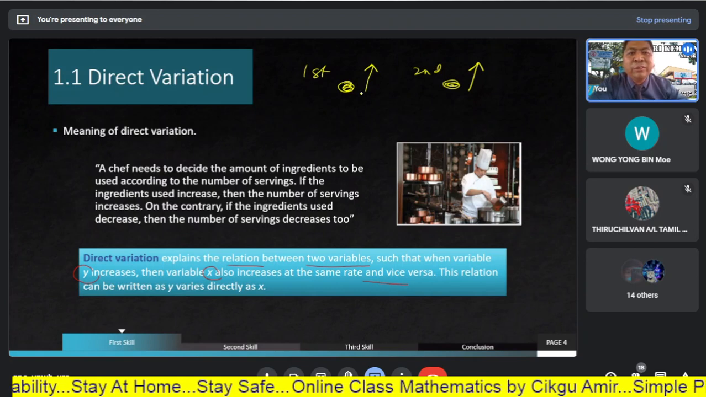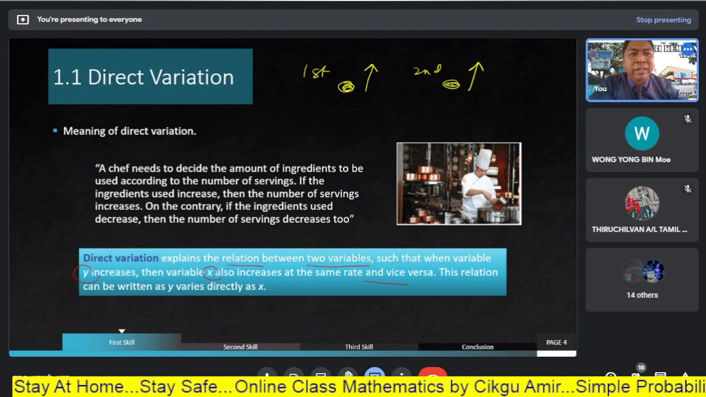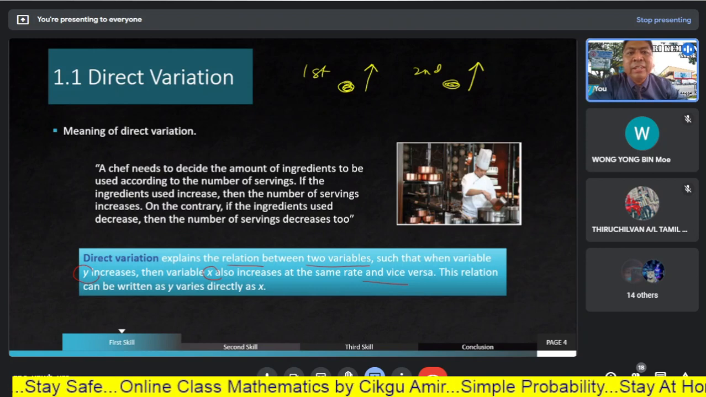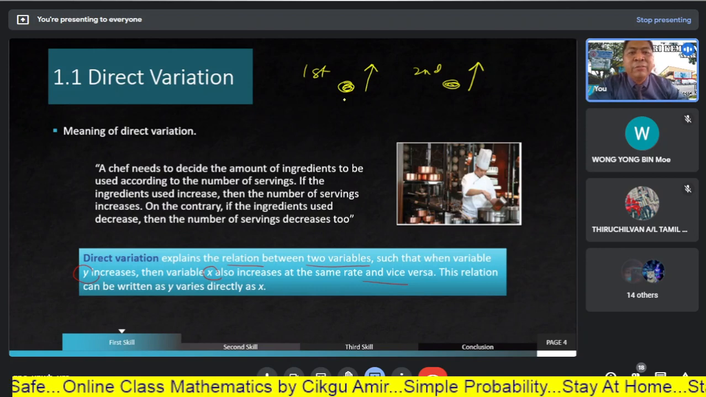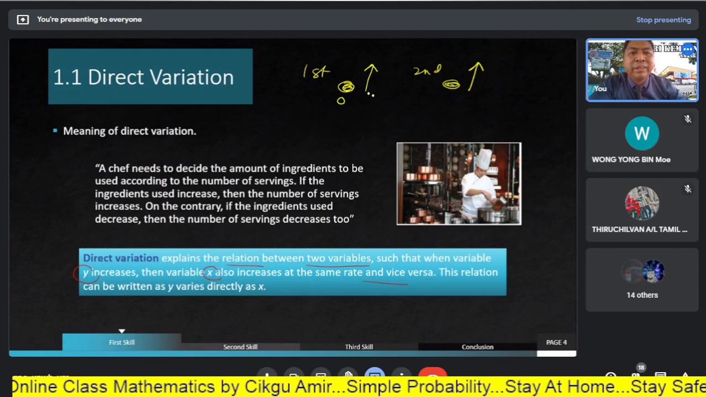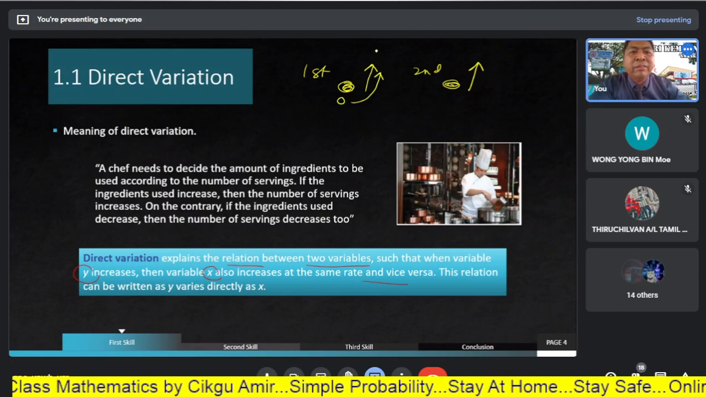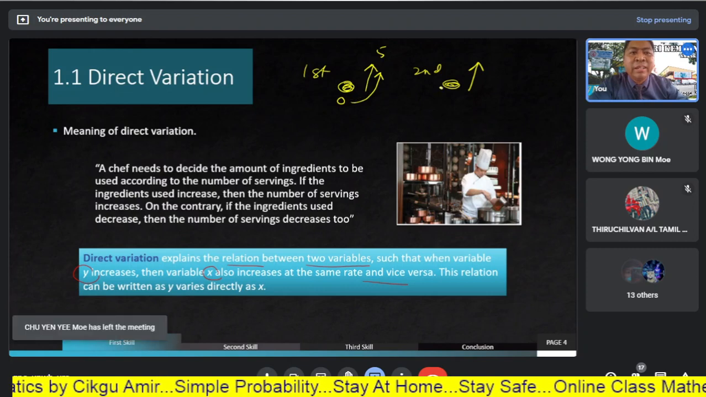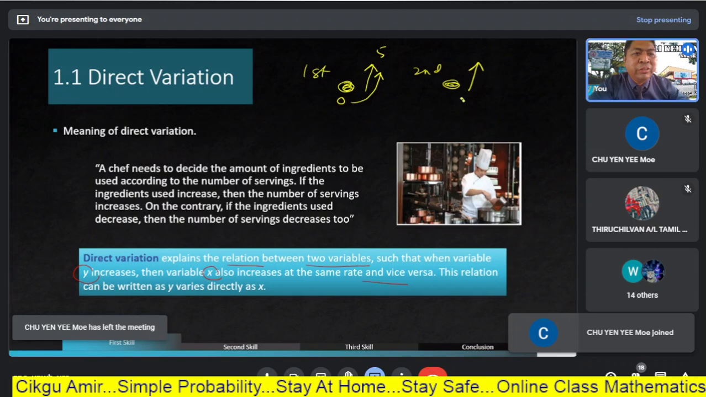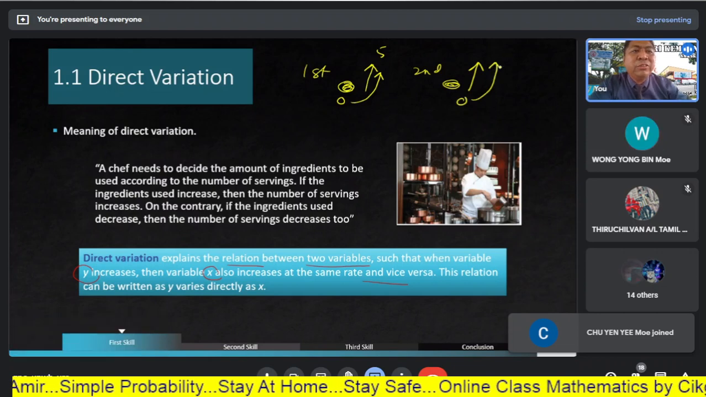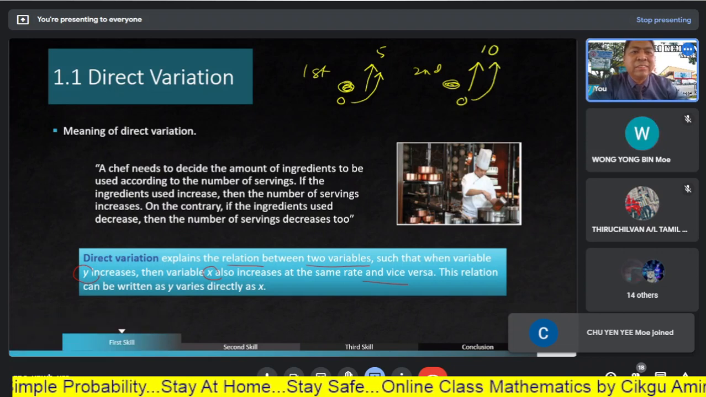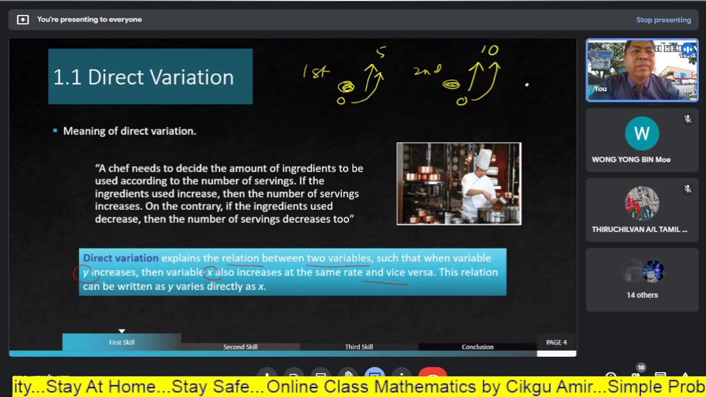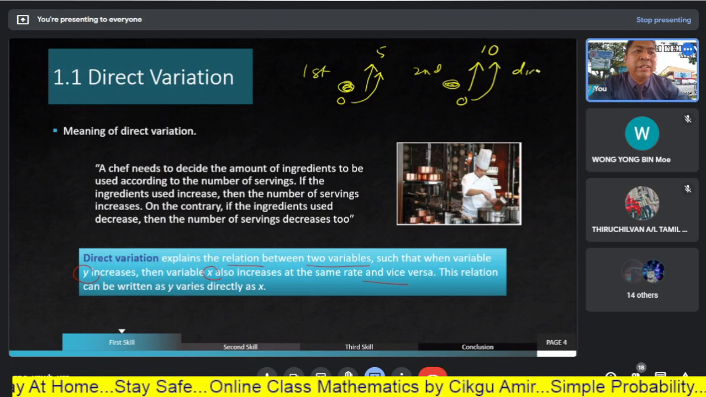If the first one increases in value, the second one also increases. For example, the first one is 0, then it increases to 5. The second one, from 0, also increases to 10. The first one increased, the second one also increased. This is direct variation.